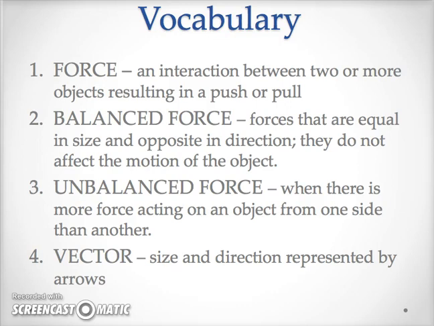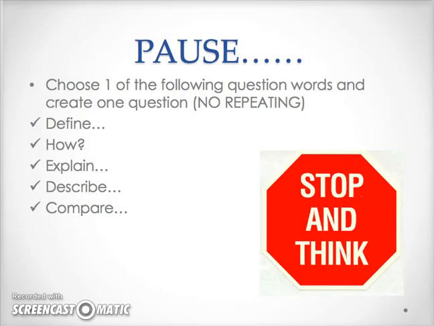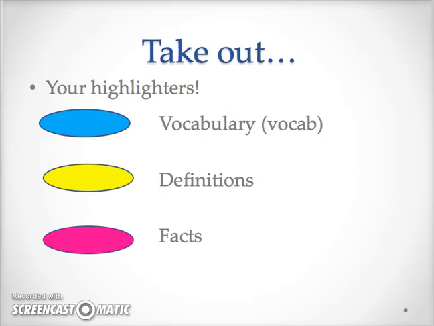Here's some vocabulary terms you need to go back through your notes and make sure that you have. Stop and think about the notes, going back through and highlighting important things, facts, and definitions.